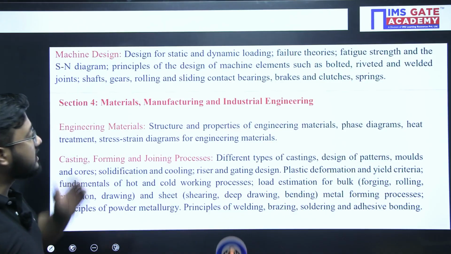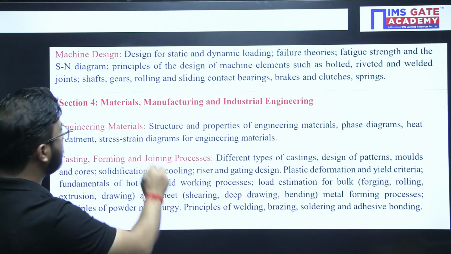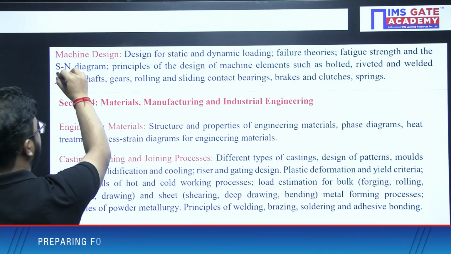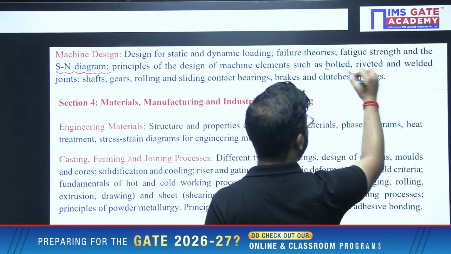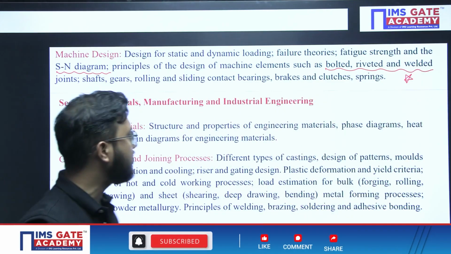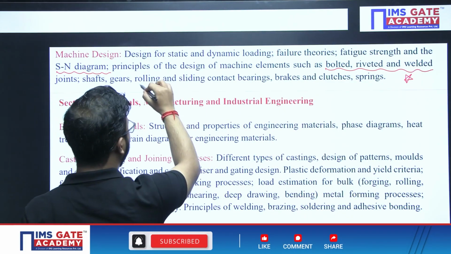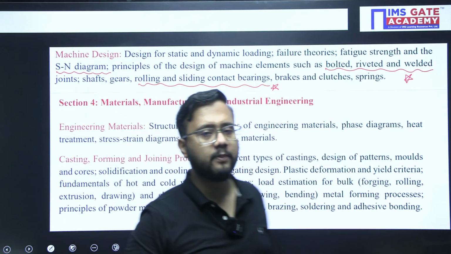Now coming to the next part, machine design. In machine design, there are few topics only, and if I talk about the important ones, we have these SN diagrams. After that, we have bolted, riveted and welded joints. These two topics are very, very important in machine design. And then finally, we have the bearing part. These three are the most important topics in machine design.